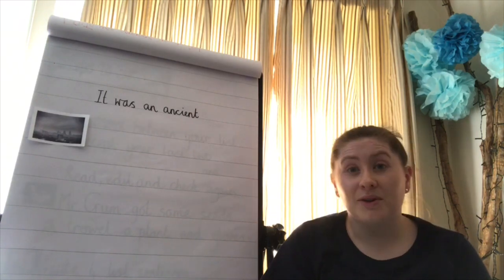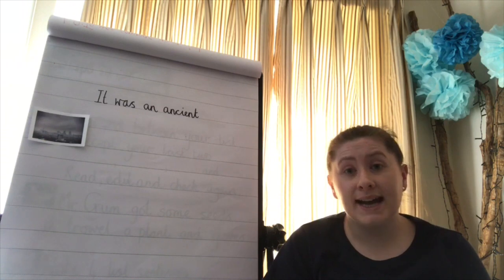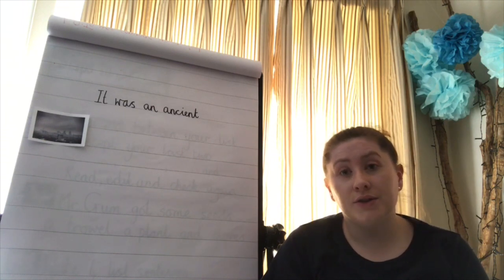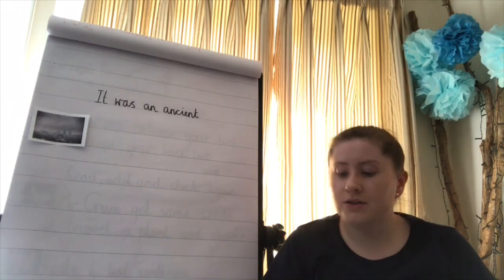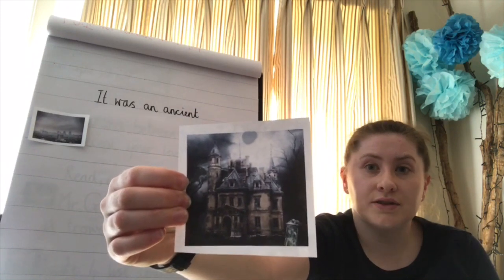Right, this time I'm going to show you a different type of list. In the last one we used nouns. This time we're going to use adjectives to describe. So the first place we're going to describe is this. Bit of an old castle. So I'm going to think of 3 adjectives to describe it.